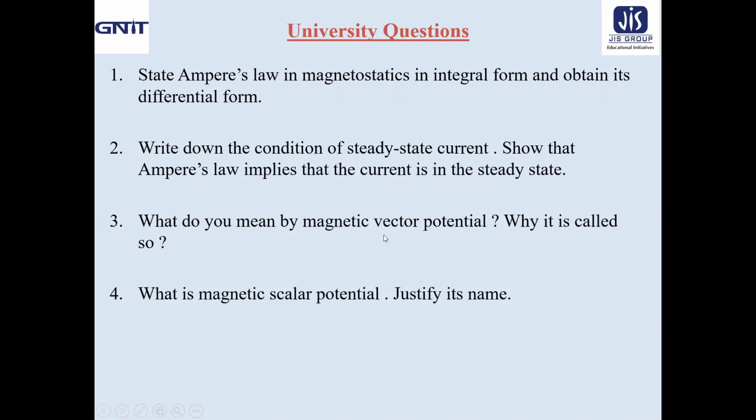What do you mean by magnetic vector potential? Why is it called so? I think no need to discuss once more. What is magnetic scalar potential? Justify its name. So this is also done. And I think everything we have covered here.